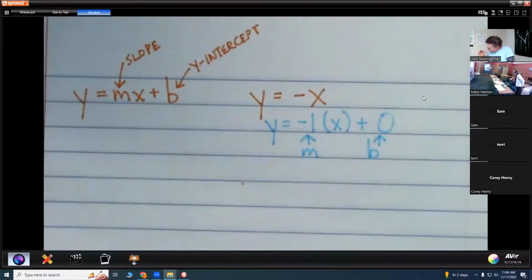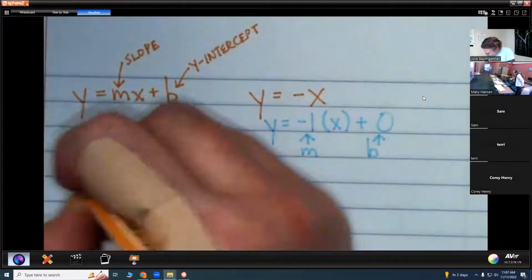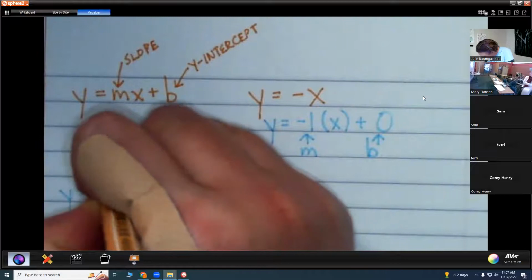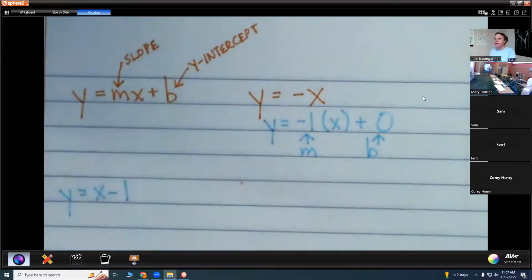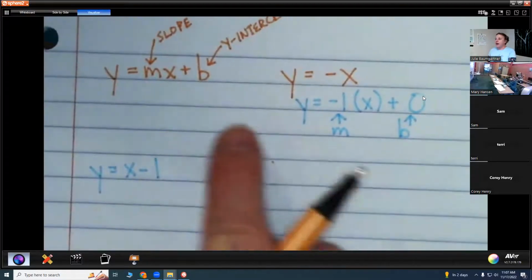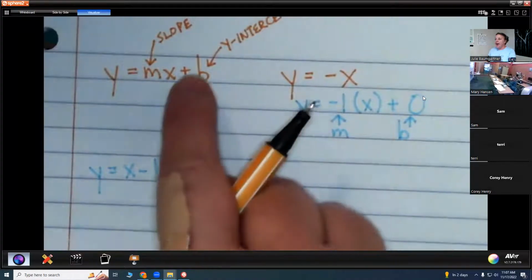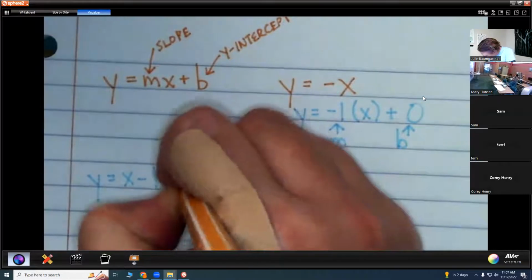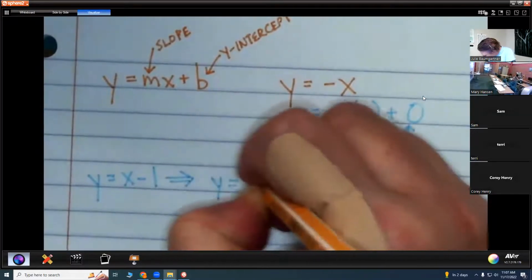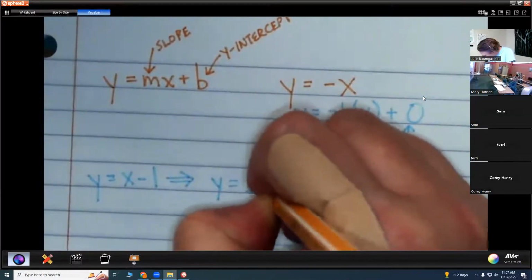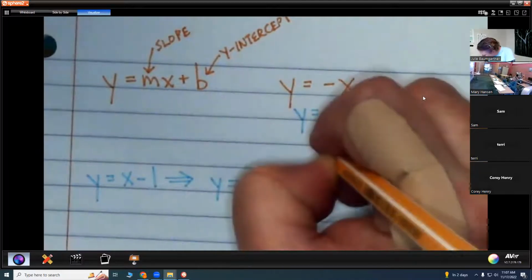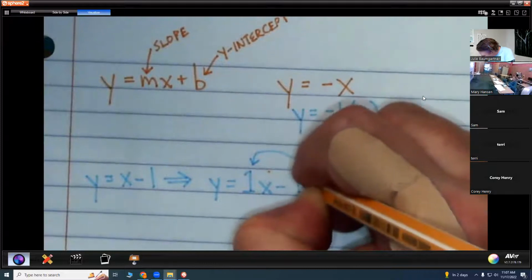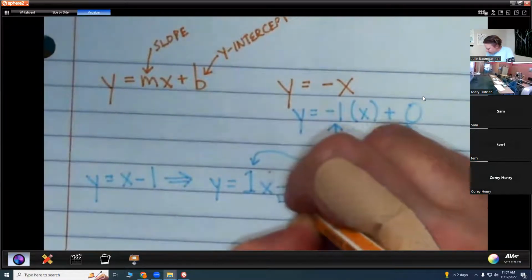So then if we look at the next choice, y equals x minus 1. Now, if I want it to look exactly like the formula, y equals 1 times x minus 1. Now, positive 1 is my m and negative 1 is my b.